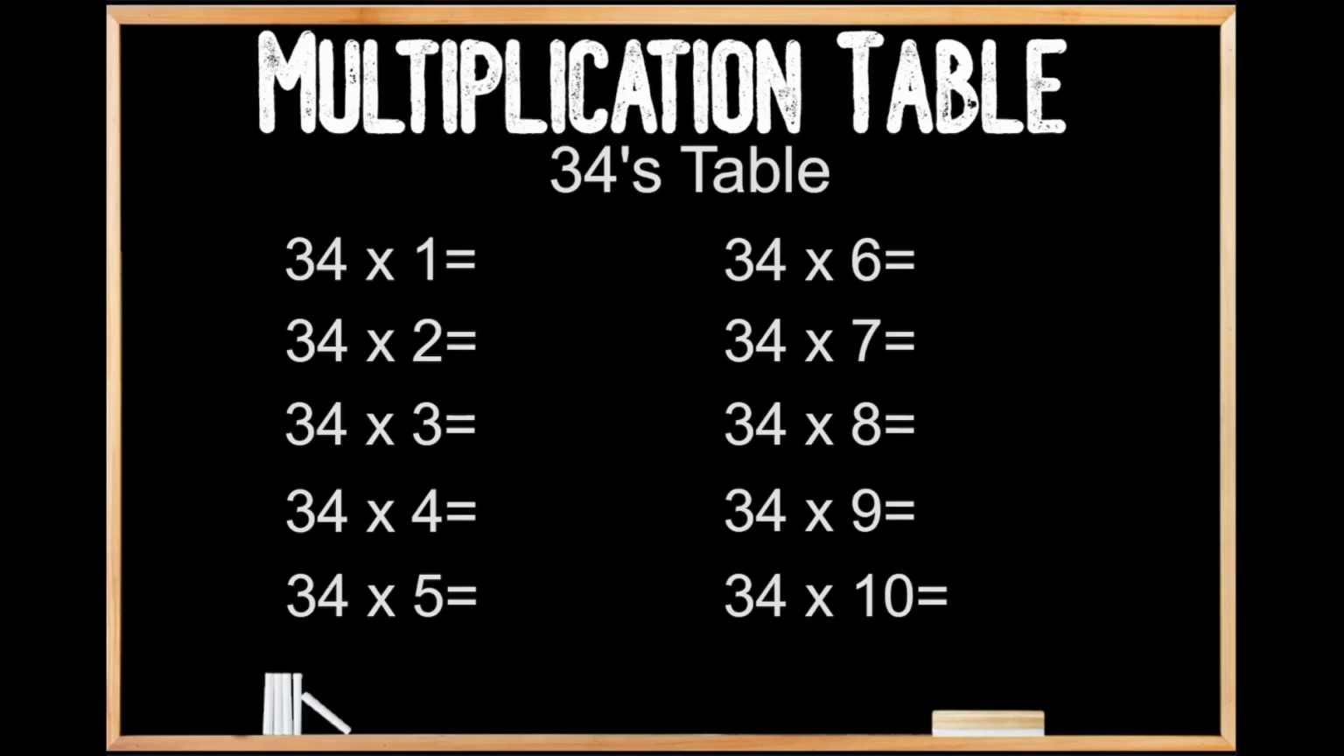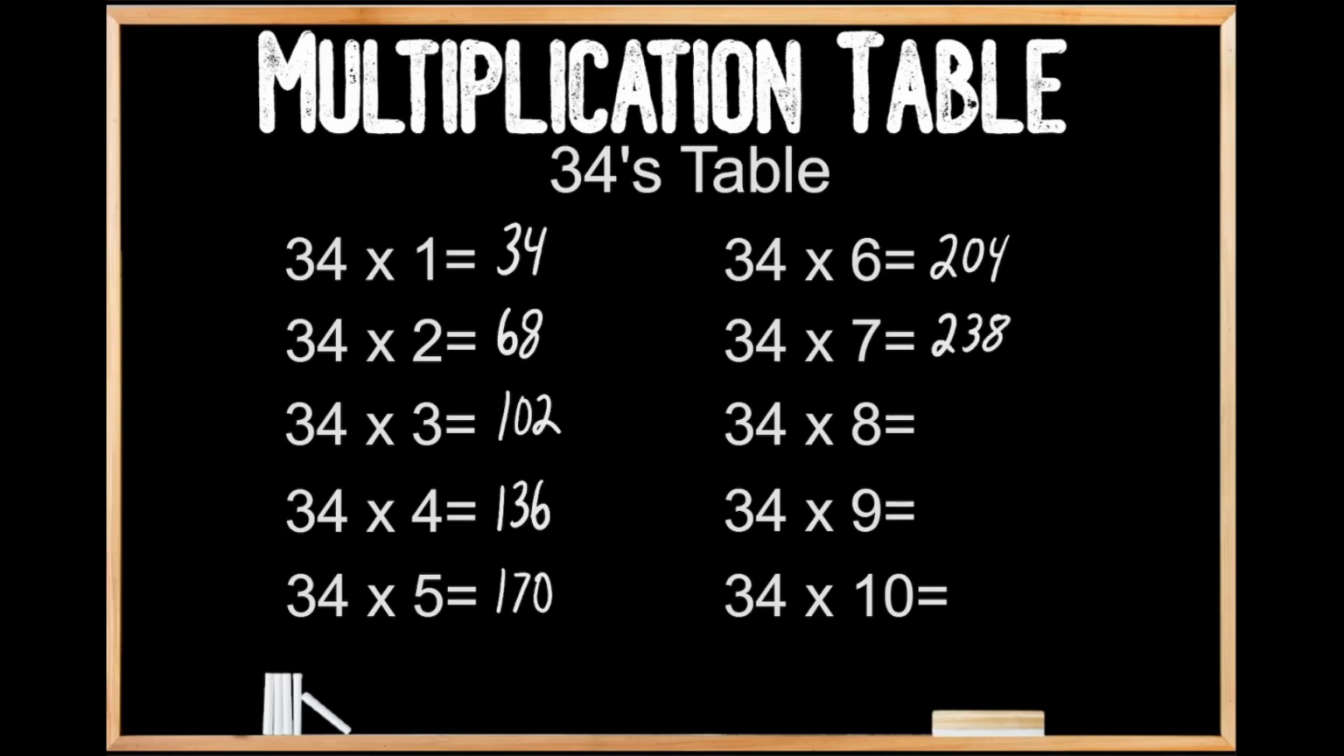34's table. 34 times 1 is 34. 34 times 2 is 68. 34 times 3 is 102. 34 times 4 is 136. 34 times 5 is 170. 34 times 6 is 204. 34 times 7 is 238. 34 times 8 is 272. 34 times 9 is 306. And 34 times 10 is 340.